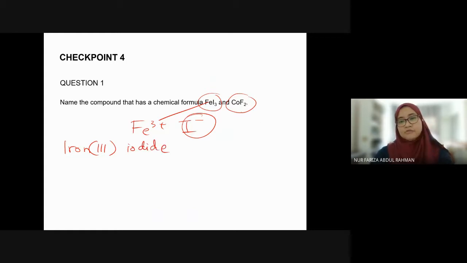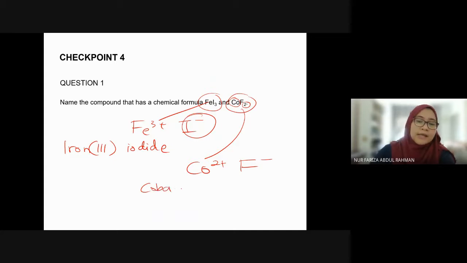The same goes for CoF2. Co stands for cobalt. How do we know the charge? Based on the crisscross method, this is the charge of the metal, which in this case is cobalt 2+. Then we have F minus. Cobalt should be spelled as cobalt in bracket, making sure there is no gap between them: cobalt(II) fluoride.